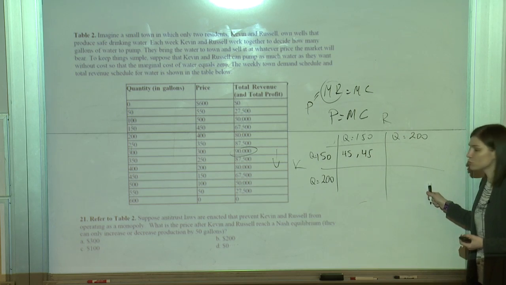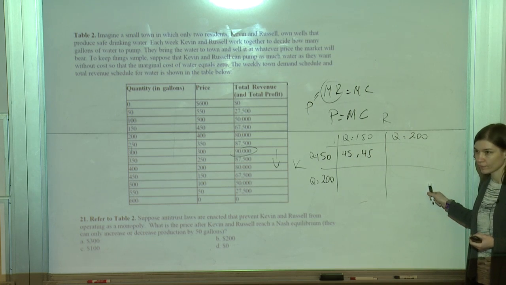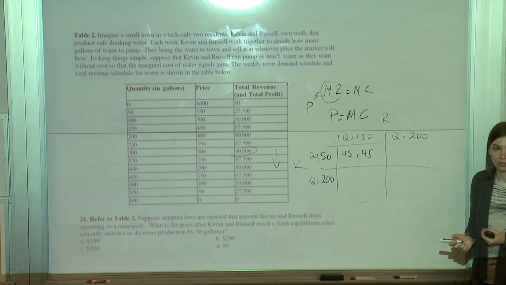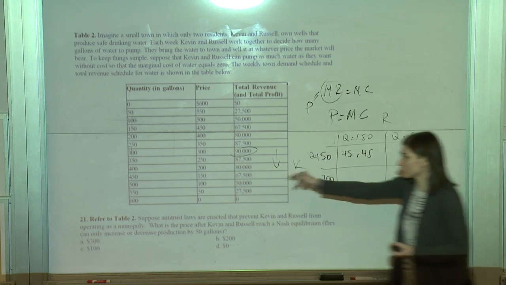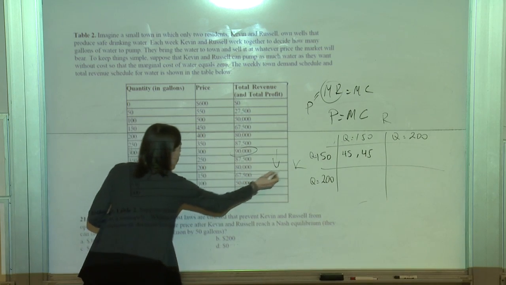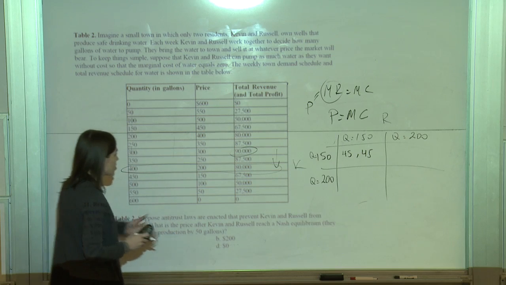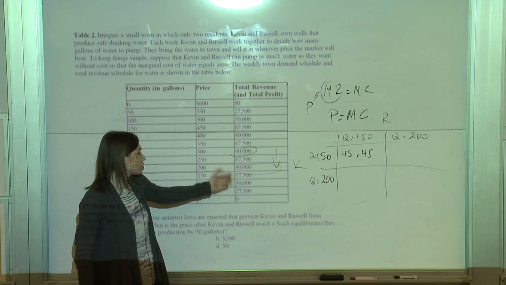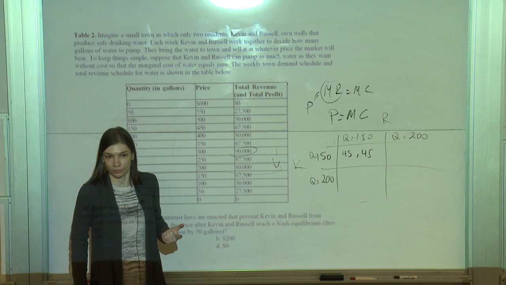If both of them produce 200, what is the total quantity in the market? 400. So we're going to end up here. Ending up here gives us a price of 200, and so the profit that they're going to get is 40 each. Agreed?